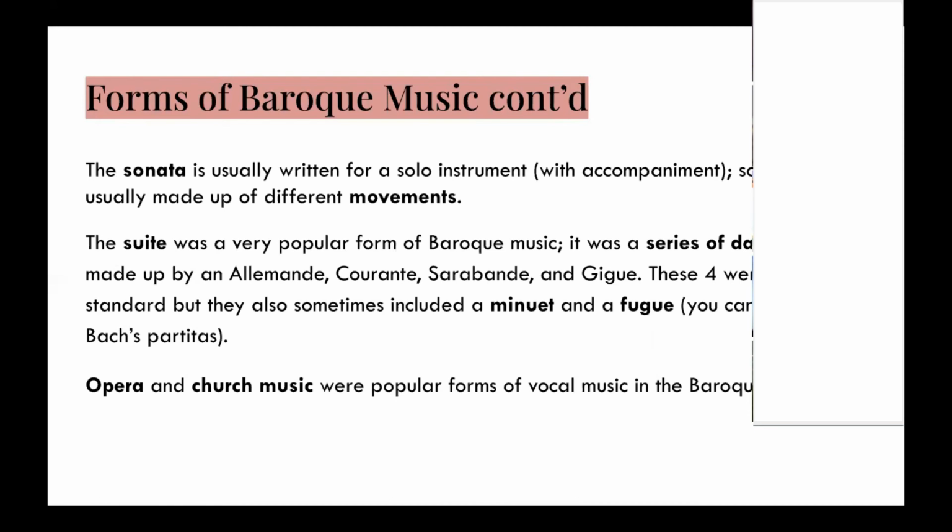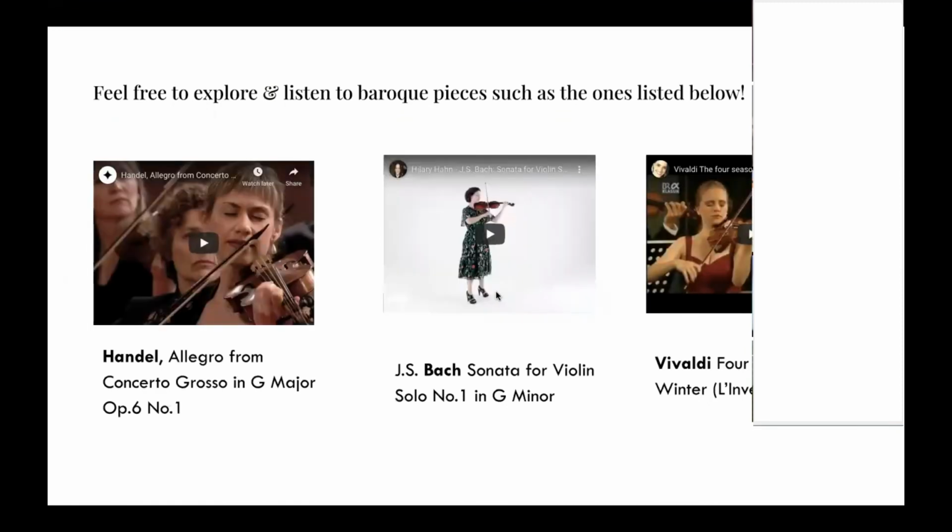It was a series of dances usually made up by the Allemande, Courante, Sarabande, and Gigue. These 4 were the standard, but they also sometimes include a minuet or fugue. And you can see a lot of those in Bach's partitas. And then opera and church music were popular forms of vocal music during the Baroque period. And then these 3 you can explore after class and just listen to them. They're really good. I really like them.